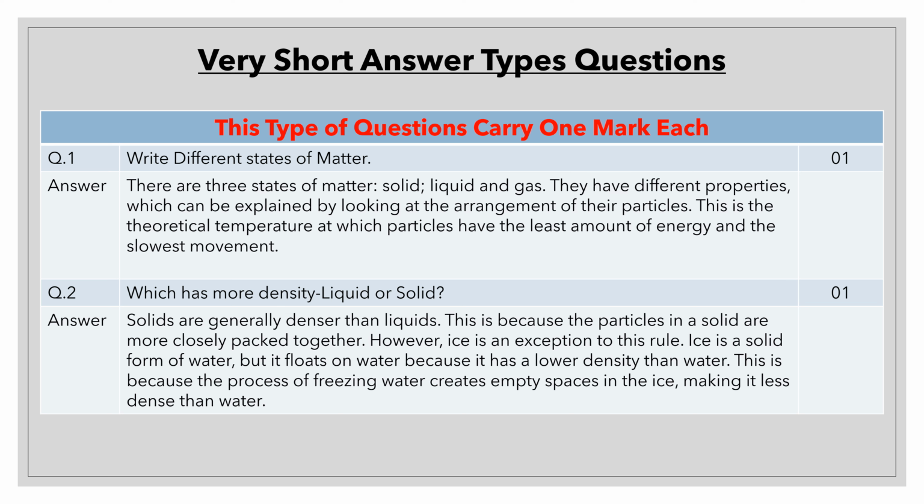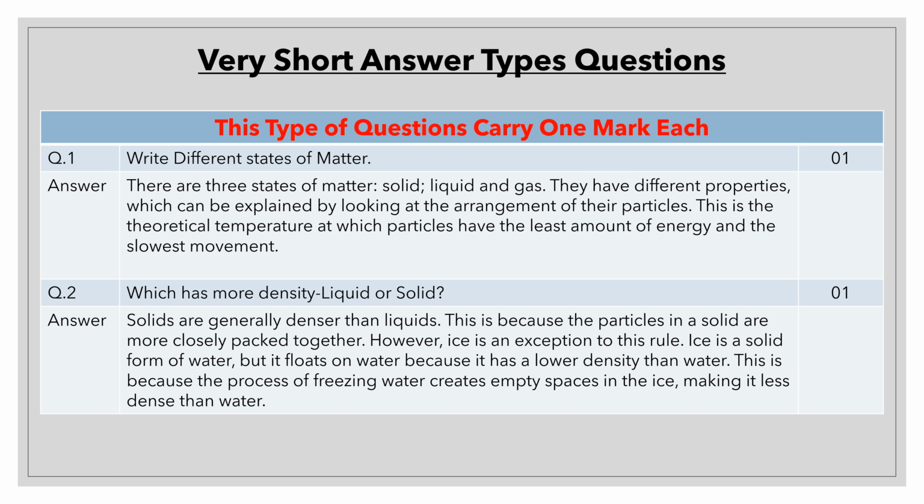Moving on to question 2, that is, which has more density, liquid or solid? The answer to this question is solids are generally denser than liquids. This is because the particles in a solid are more closely packed together. However, ice is an exception to this rule. Ice is a solid form of water, but it floats on water because it has a lower density than water. This is because the process of freezing water creates empty spaces in the ice, making it less dense than water.